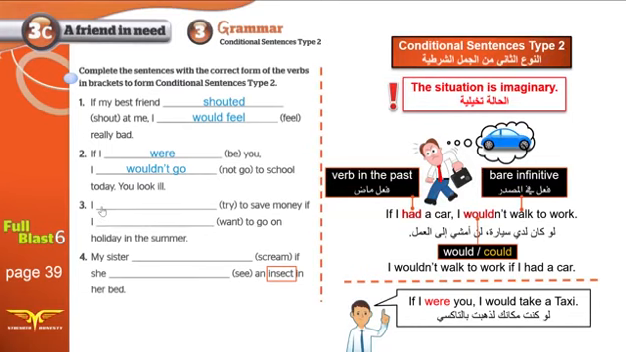3. Okay. This time, we didn't start with if. We started with the would clause. So, we will use would and the verb try. I would try to save money if I... Okay, this is the if clause. If I use the verb in the past. If I wanted to go on holiday in the summer.